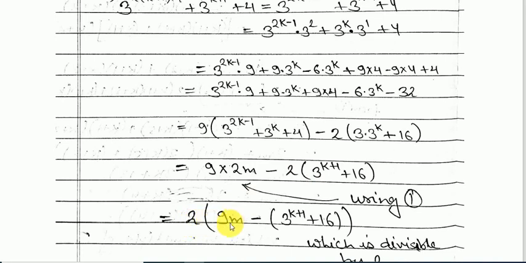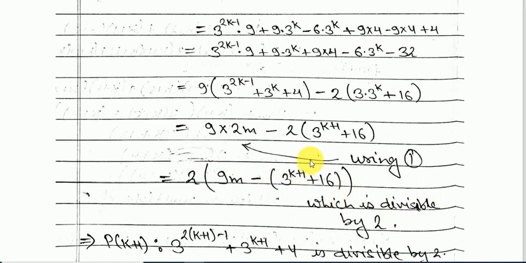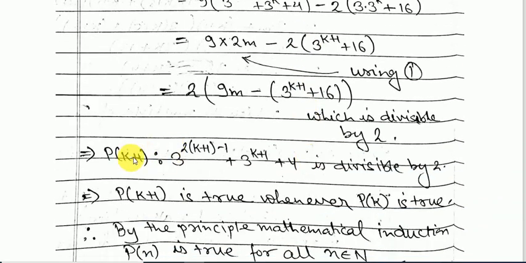So you saw that this whole number is a multiple of 2. That means it is divisible by 2. Then this statement is for k plus 1 and it is divisible by 2. Hence we showed that the statement is true for k plus 1 whenever you are assuming that the statement is true for k. Thus, by the principle of mathematical induction, your statement is true for all n belonging to the natural numbers.